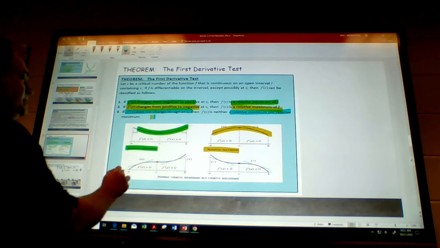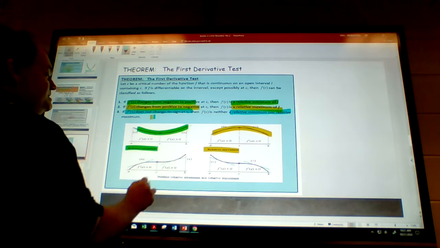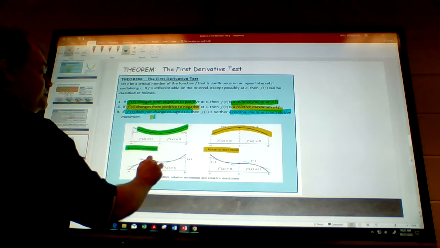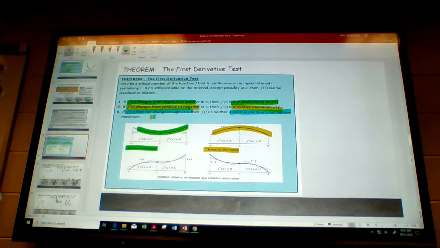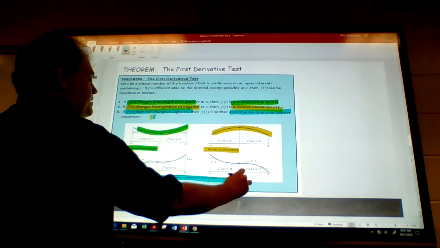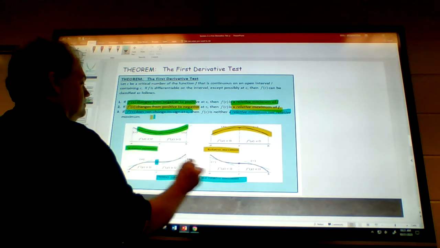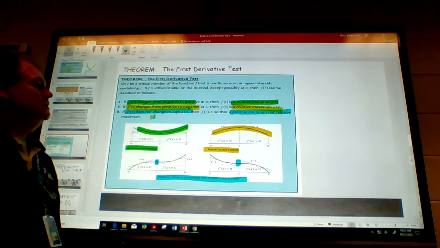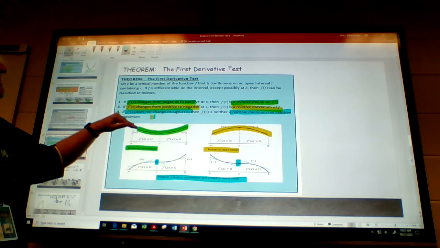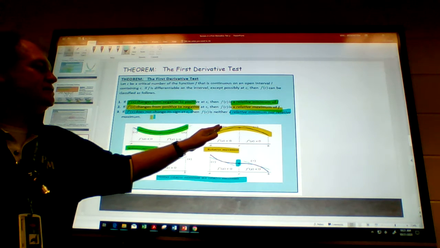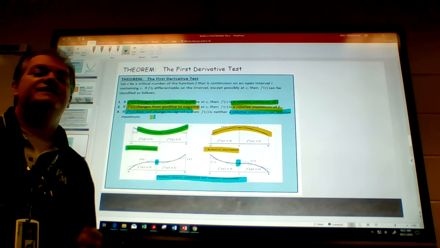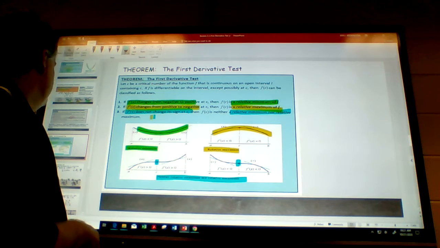As you can see here, it's increasing, and then there it's increasing. Basically, what happens is the curve flattens and it goes up. So it's not a maximum, nor is it a minimum. And the same thing goes right down there. So basically, if it changes from decreasing to increasing, you got a relative minimum. If it goes from increasing to decreasing, that's an example of a relative maximum.